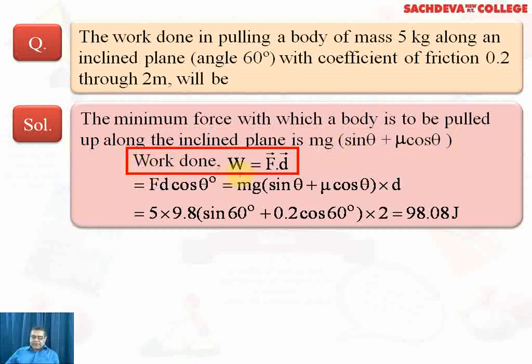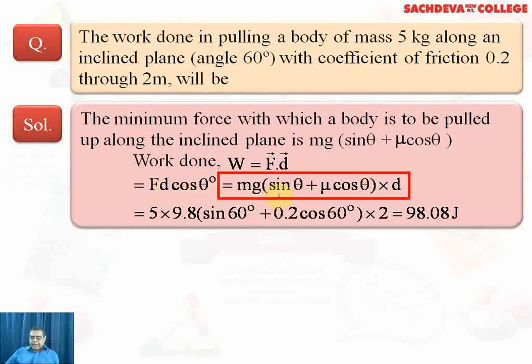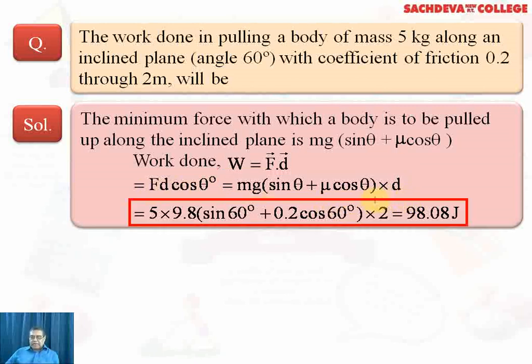Work done is F into d or Fd cos theta. F is replaced by mg, and then we have written sine theta plus mu cos theta into d, and theta is 60 degrees. Sine 60 will be root 3 by 2, mu is 0.2 and cos 60 is 1 by 2. Root 3 can be taken as 1.732, and root 2 as 1.41. So if we multiply all these numbers, our conclusion will be 98.08 joules.